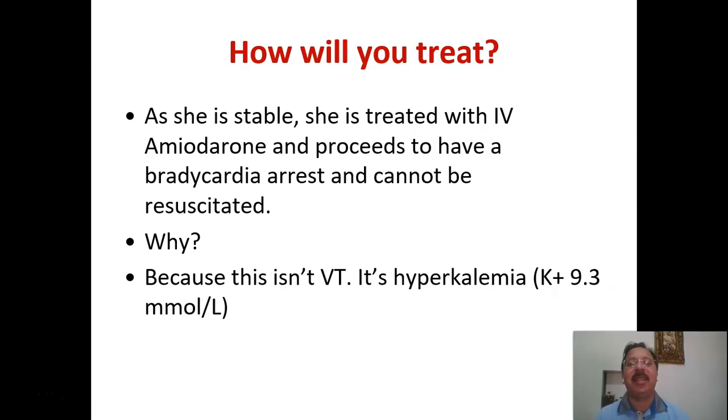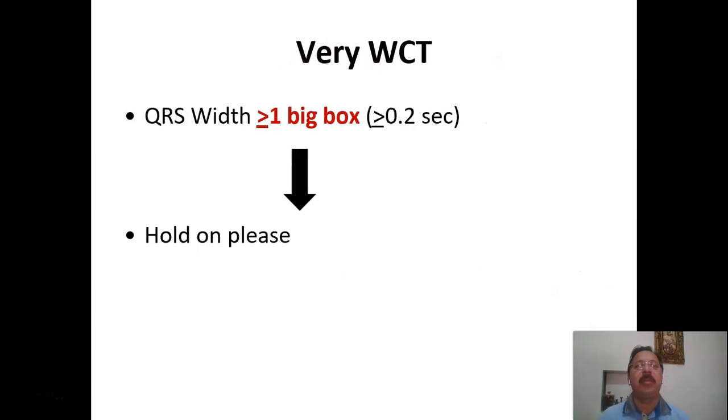So the answer is, you have to consider some other causes of wide complex tachycardia of non-cardiac origin as well. This patient had what we initially assumed was ventricular tachycardia, but in fact it was hyperkalemia, where the patient's potassium level was 9.3 millimole per liter. So the tip is here: if you see very wide QRS complexes of more than one big box, more than 0.20 second, hold yourself. Think about other causes of wide complex tachycardia.